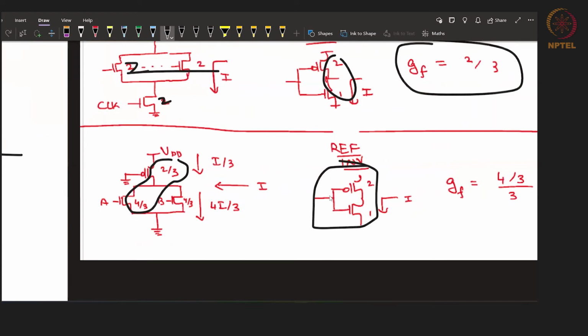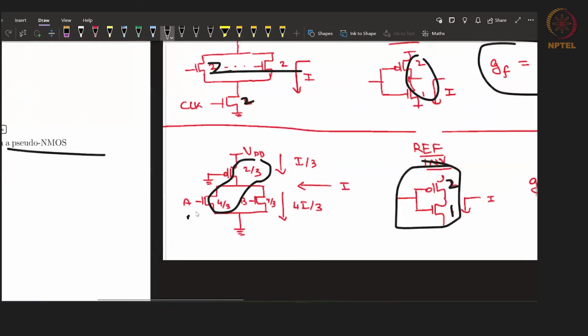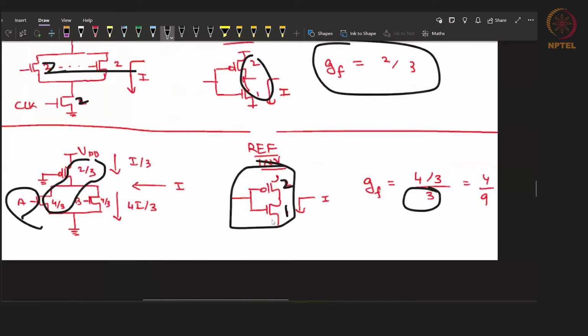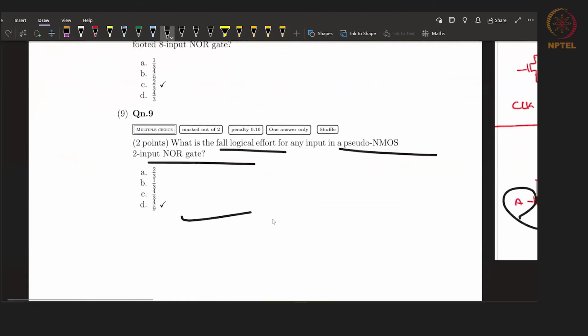It's not for the rise. So you will be using the standard reference inverter, which is 2 and 1. Therefore, your GF is equal to 4 by 3 divided by 3. 4 by 3, since you're using the standard 4 by 3 sizing, 4 by 3 divided by 3. Therefore, 4 by 9 is your answer.